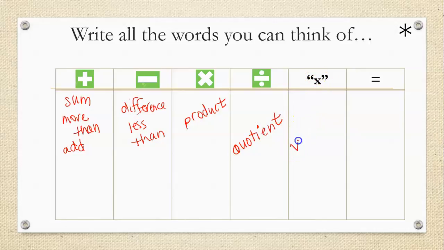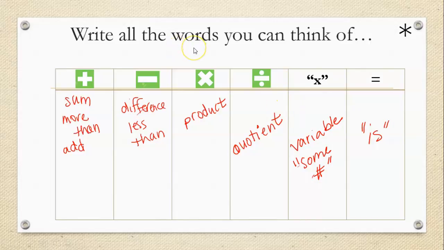The X I just wanted to point out is when you'll see the word variable. Sometimes it'll say some number. It'll be like the product of some number and 2. You're like, some number? Well, any number. So we use the X variable or Y. With equals, usually the tip off is the word is, right? Like 2 plus 3 is 5.